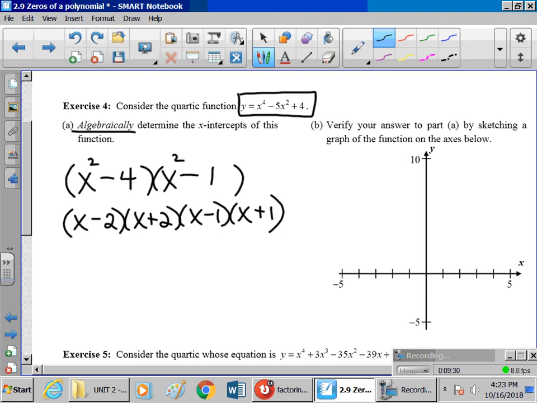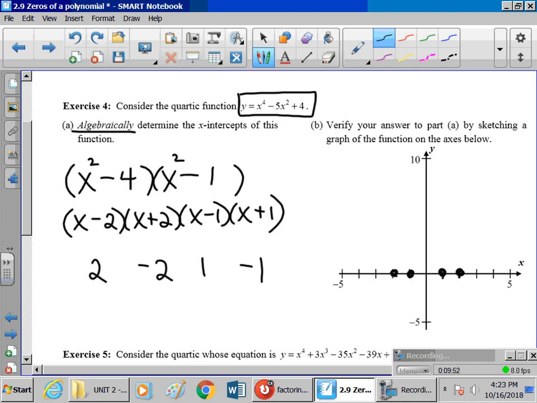Now, we still haven't found the x-intercepts, because now we have to realize that our x-intercepts are going to be our zeros here. So we have positive 2, negative 2, positive 1, and negative 1.